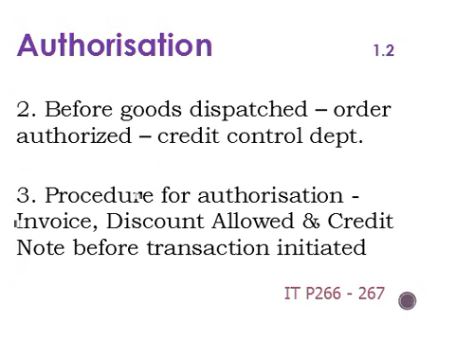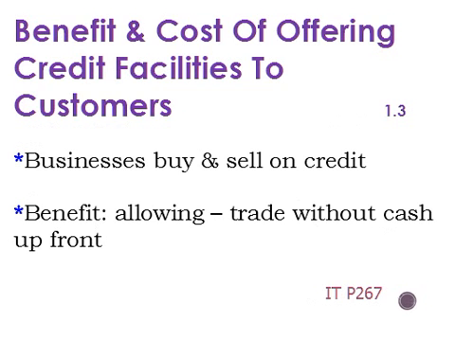2. Before the goods are dispatched to the customer, the order may need to be authorized by the credit control department. If the customer has overdue invoices, it may be decided that no more orders can be accepted from the customer, until payment has been received. 3. Businesses should have procedures for the authorization of invoices, discount allowed and credit notes before these types of transactions are started. Most businesses buy and sell to each other on credit.